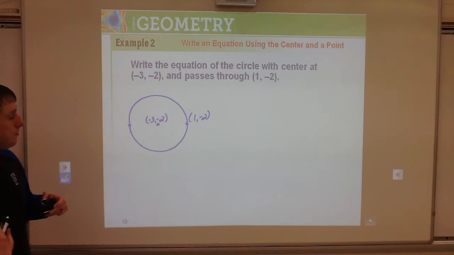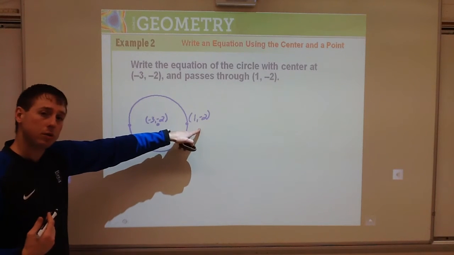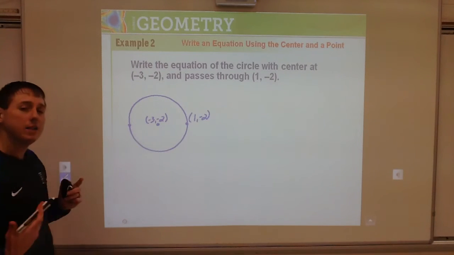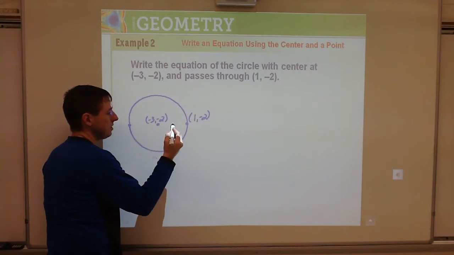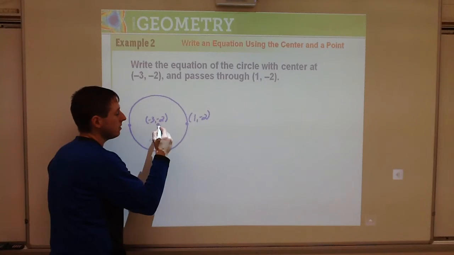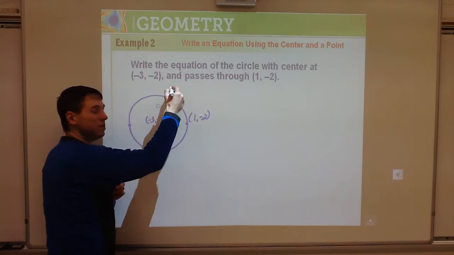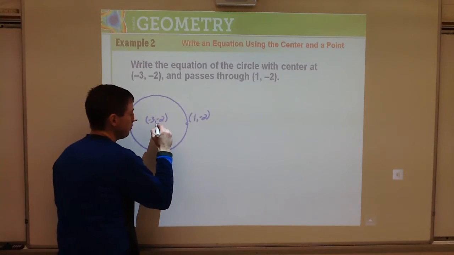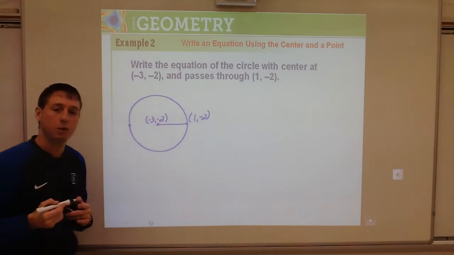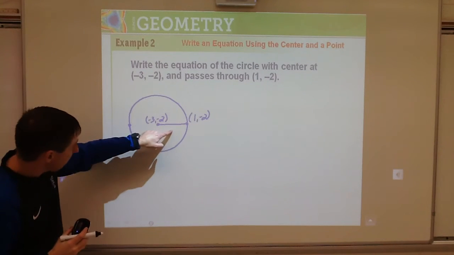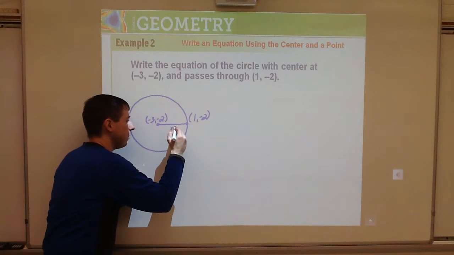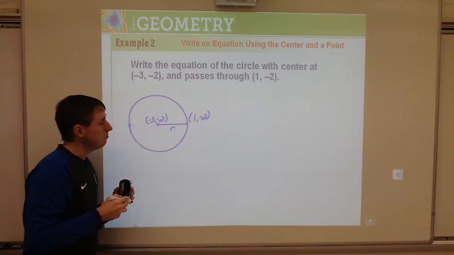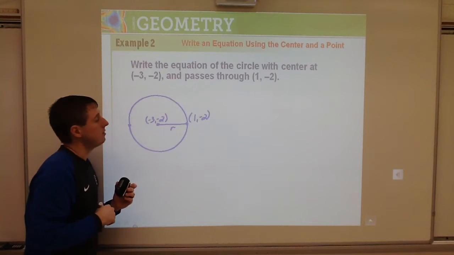So that's the center, and that's on the actual circle. The way you find the radius, since they didn't give it to me, is just think what a radius is. A radius is from the center to the edge of the circle. So if I draw a line connecting those 2 points together, that right there is a radius. So if I can figure out what that distance is, then I'm going to figure out my radius.